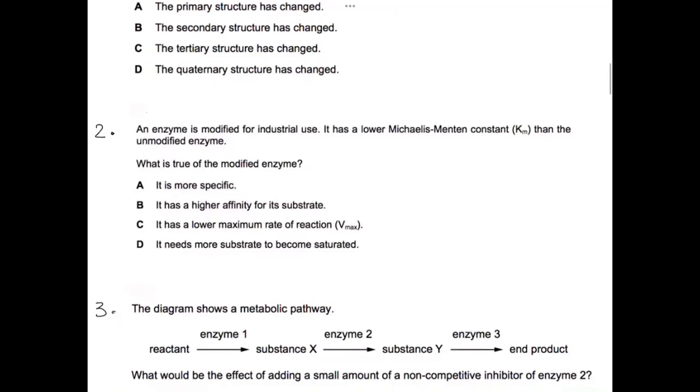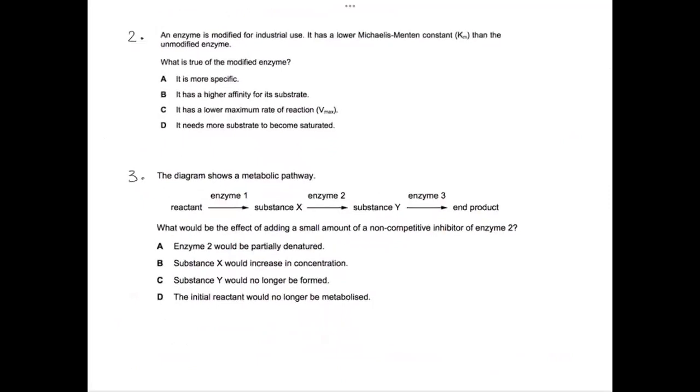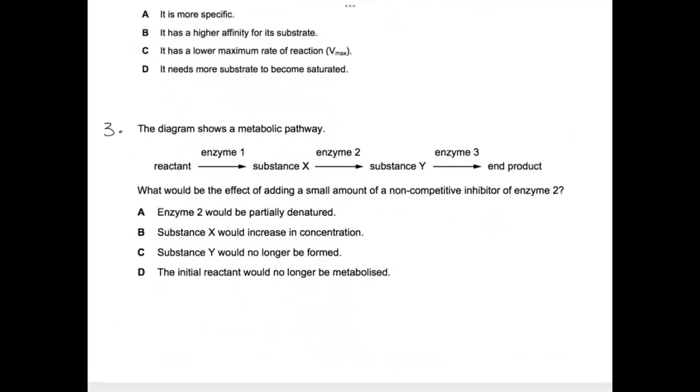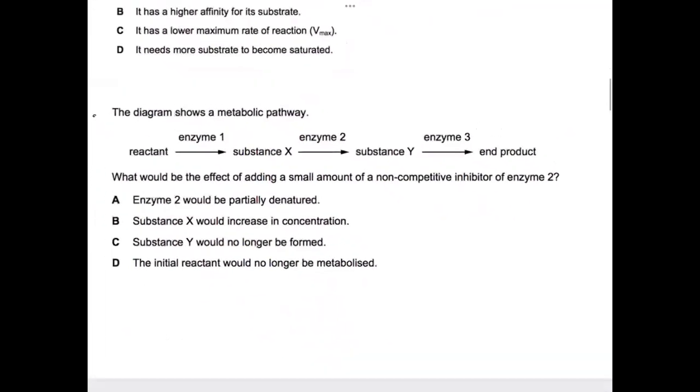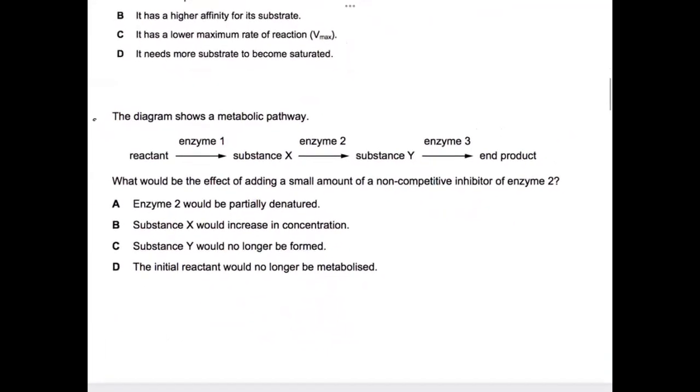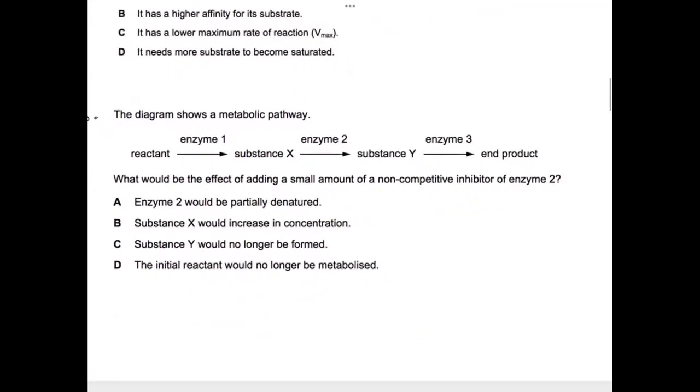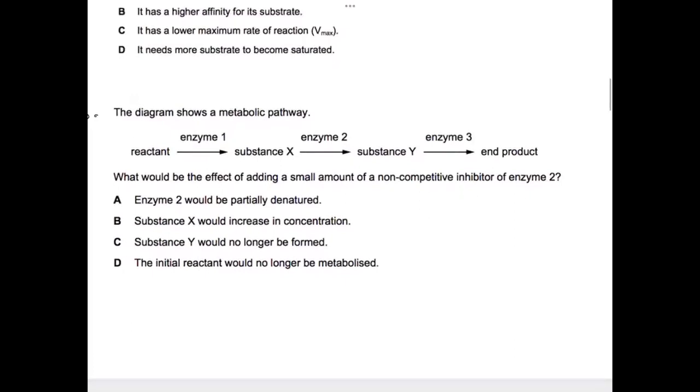Okay. The diagram shows a metabolic pathway. Amna, you tell me what will be the answer to this question? B. B, correct. Substance X will increase in concentration. Okay? If we give a non-competitive inhibitor, then in that case, substance X will increase in concentration. Okay?